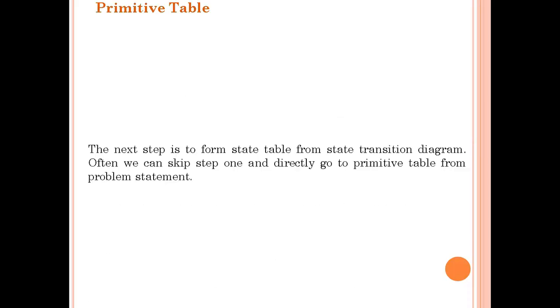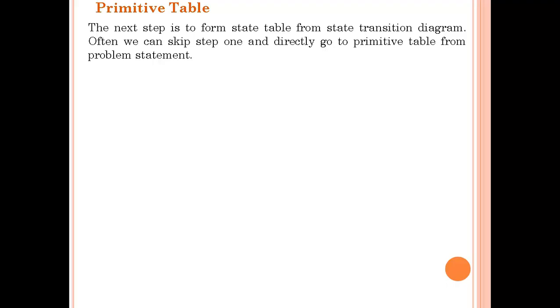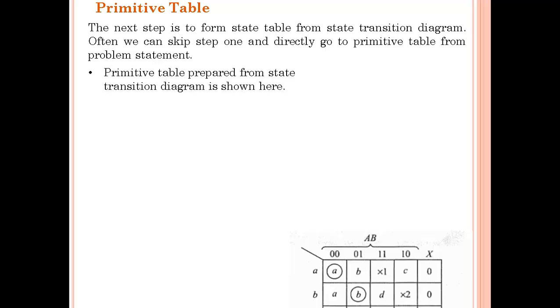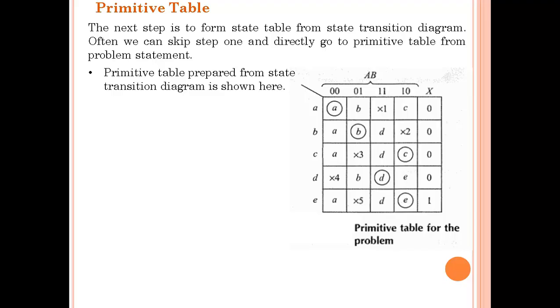Primitive table. The next step is to form the state table from the state transition diagram. Often we can skip step 1 and go directly to the primitive table from the problem statement. The primitive table prepared from the state transition diagram is shown here. Here, if the value of AB is 0 0, it is at A, which is a stable state. If AB is 0 1, it will go to B. If it is 1 0, it will go to C and the output is 0.